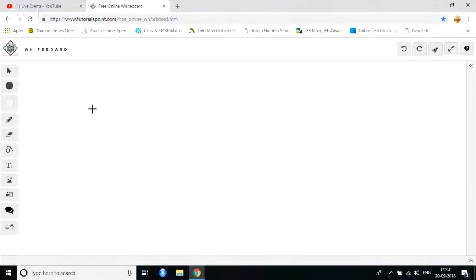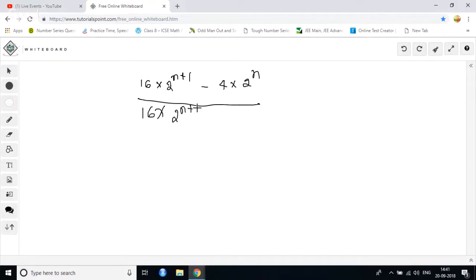Something like this. We have done this kind of question, but again I'd like to repeat it. 16 multiplied by 2 to the power n plus 1, minus 4 into 2 to the power n, divided by 16 into 2 to the power n plus 2, minus 2 into 2 to the power n plus 2.